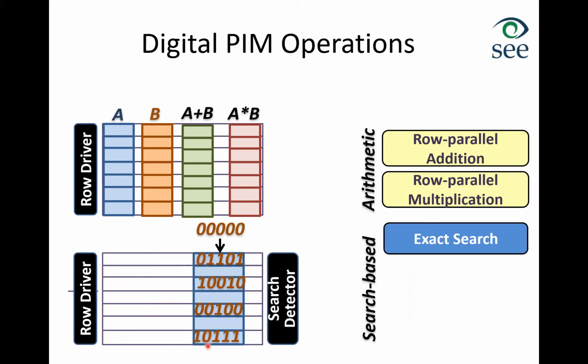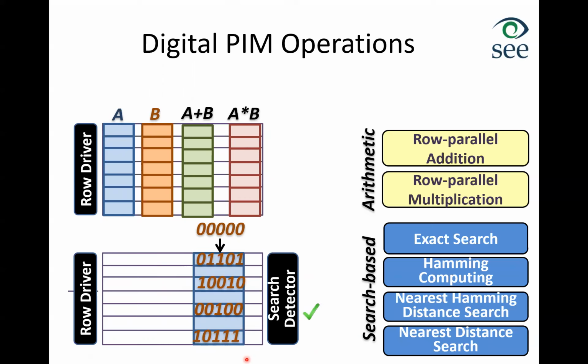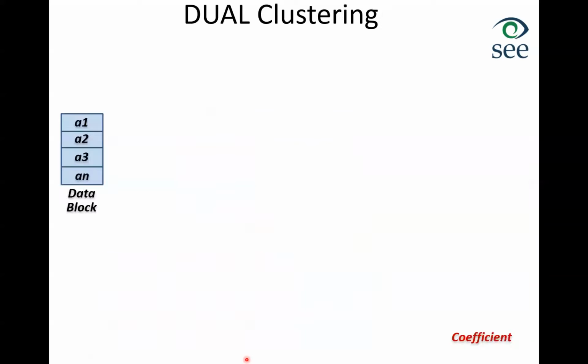So if you have multiple memory rows, I can perform the search operation between a query and every row, and I can tell you how many Hamming distance between a query and every row exists in a row parallel way with single search operation. Also, I can support nearest Hamming distance search operation, which are key operation in order to accelerate any clustering algorithm.